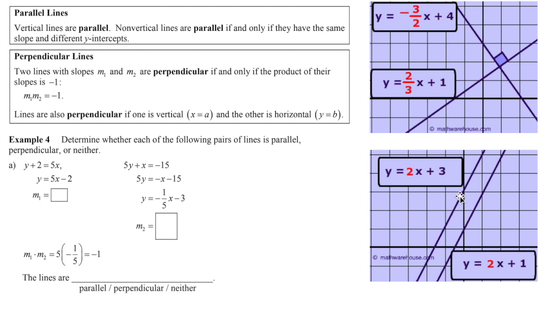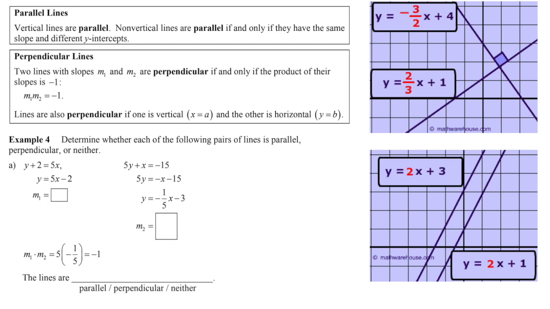Whereas lines are perpendicular if and only if the product, or the multiplication, of their slopes is -1. We can also look at their slopes and notice that they're opposite reciprocals. So they're 3/2 and 2/3, reciprocals, and one is positive and one is negative. Let's determine whether each of the following pairs of lines is parallel, perpendicular, or neither.